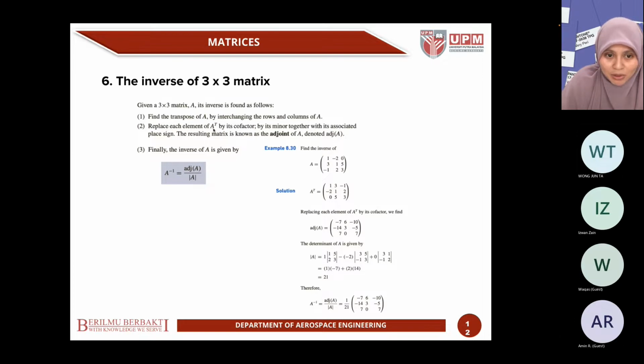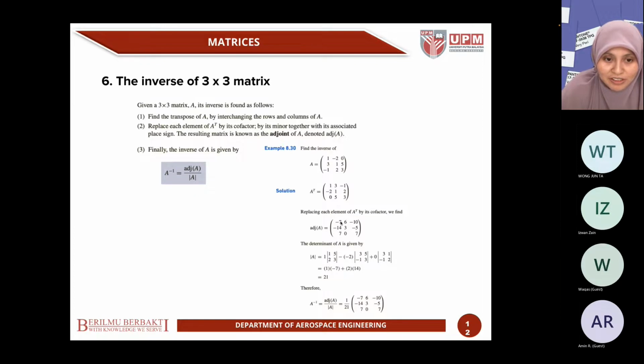Okay, next, what does it say? You replace each element of the transpose of A by its cofactor, by its minor together with its associated place sign. The resulting matrix is known as the adjoint of A, denoted ADJ A. Okay, adjoint of A. For the second step, we need to find the matrix adjoint A. So how to do that?